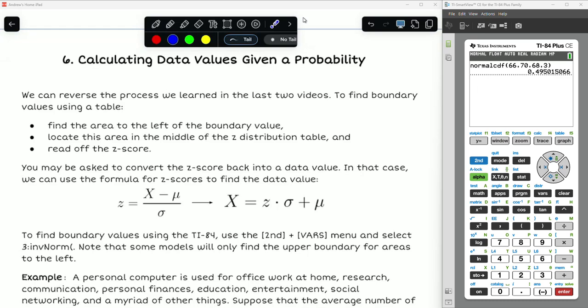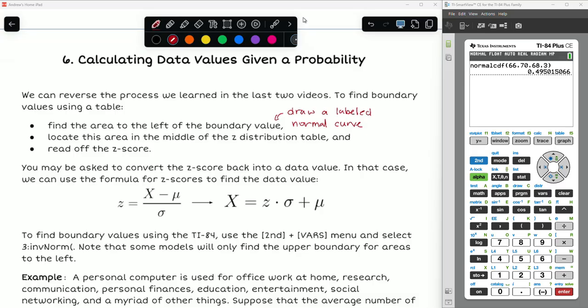So generally what we want to do is find the area to the left of the boundary. We're going to do that by drawing a picture, just like we did for finding probability. So we want to draw a labeled normal curve. For the table, we need to find the area to the left, and so the picture will help us do that.